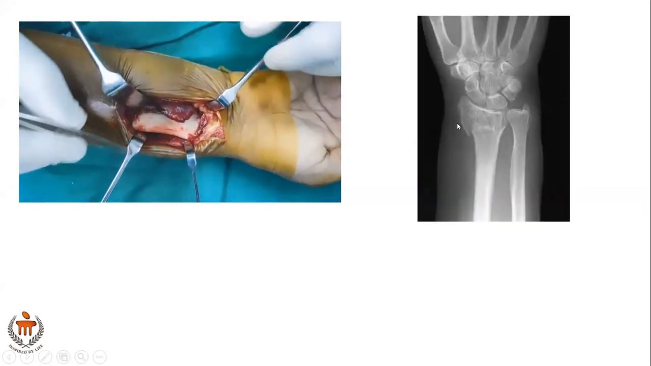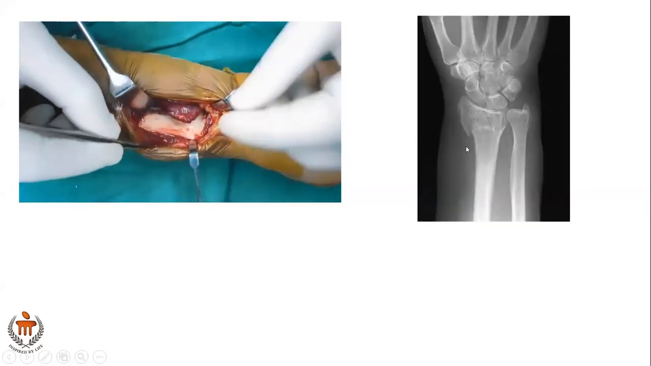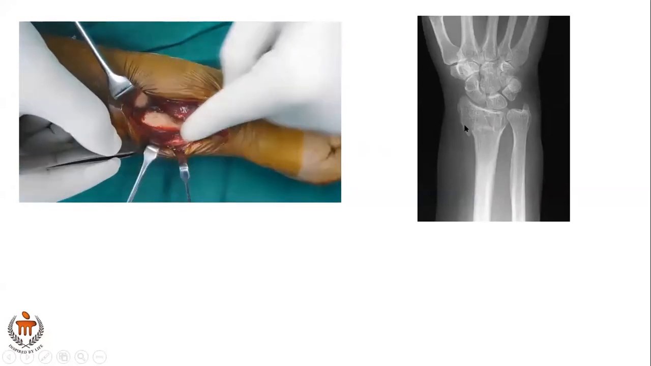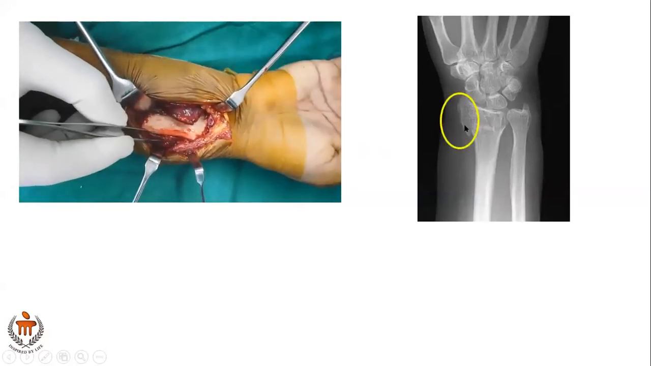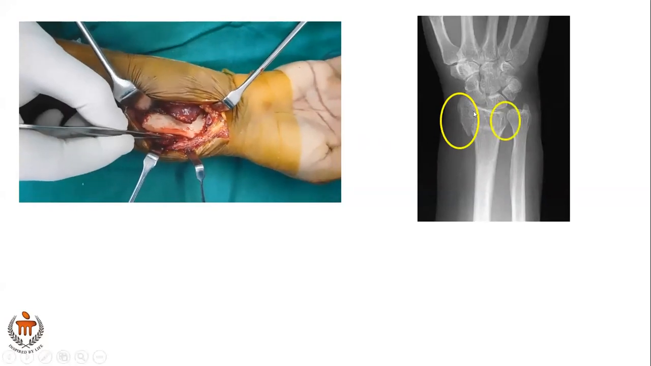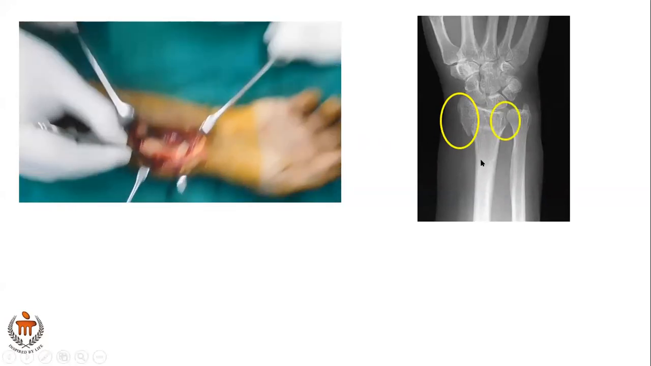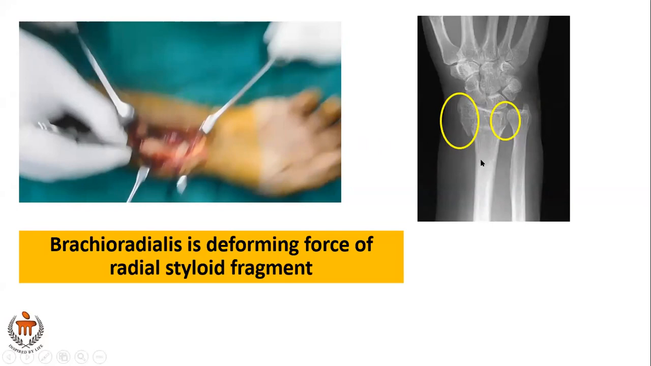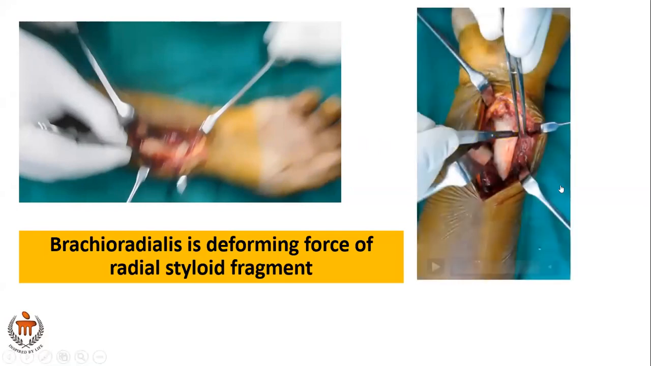The second thing is, again, during your dissection, you would see this kind of picture where there's a lot of radial translation here. And this is not a good thing in terms of the alignment itself. I mean, it also has a bearing on the DRUJ. And brachioradialis is a deforming force definitely in these situations.